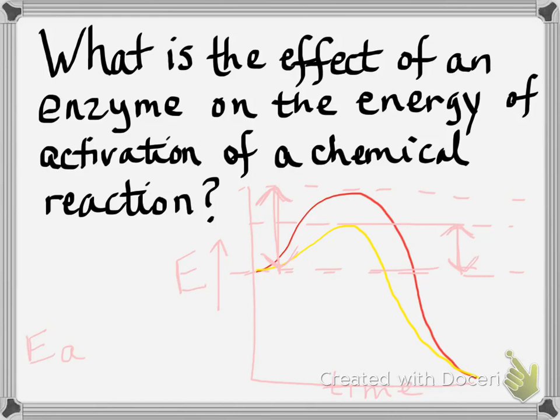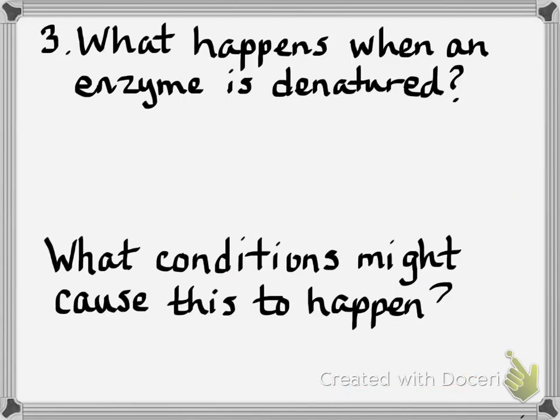But okay, on number 2. Okay, number 3. What happens when an enzyme is denatured? It dies. That's not it. It loses its abilities. It loses its shape. And then Grant added, it loses its ability to work. Yeah. So it stops working.